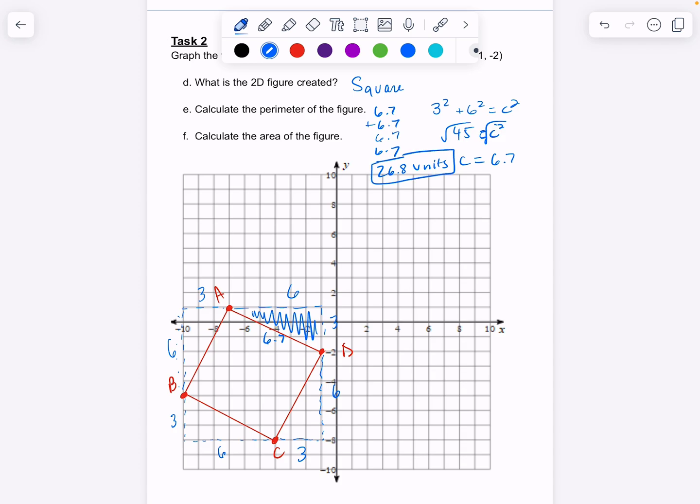When I calculate the area, remember the area is base times height, and it's where those right angles meet. So I would do 6.7 times 6.7, and that comes out to be 44.89 units squared. So recognizing what shape you have, predominantly squares and rectangles are what we're going to be doing for quadrilaterals. Can I just find it one time, or do I have to find both sides, and then moving forward, understanding the difference between area and perimeter.